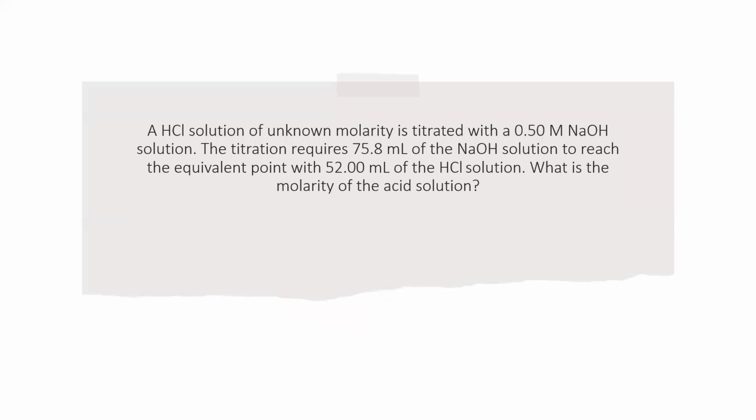So in terms of calculations, the HCl solution of unknown molarity is titrated with a 0.5 molarity NaOH solution. The titration requires 75.8 milliliters of the NaOH solution to reach the equivalence point of 52 milliliters of HCl. So firstly, our titration equation, you'll probably think looks pretty familiar. Molarity of acid times volume of acid equals molarity of base times volume of base.